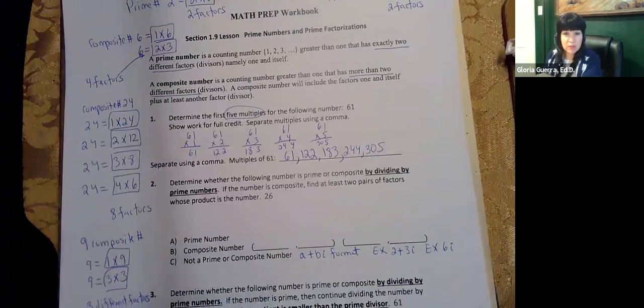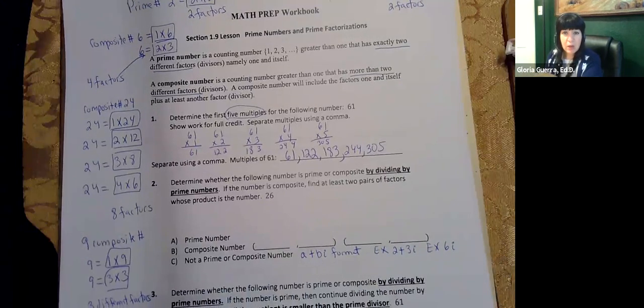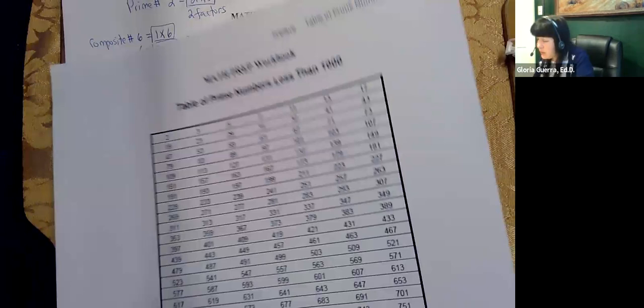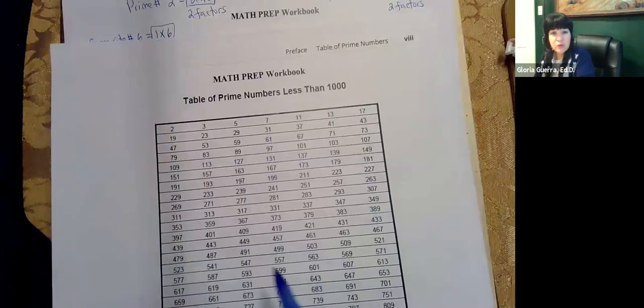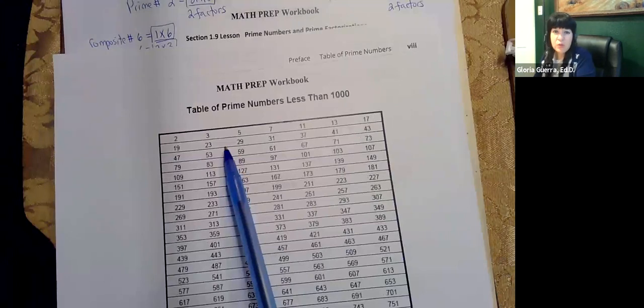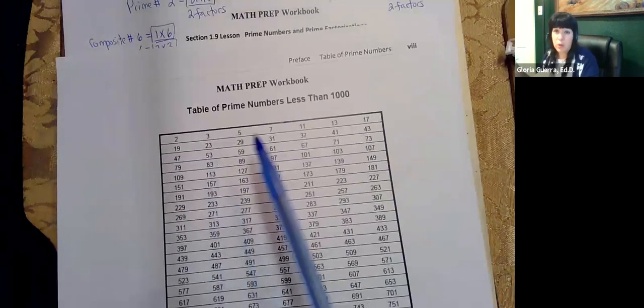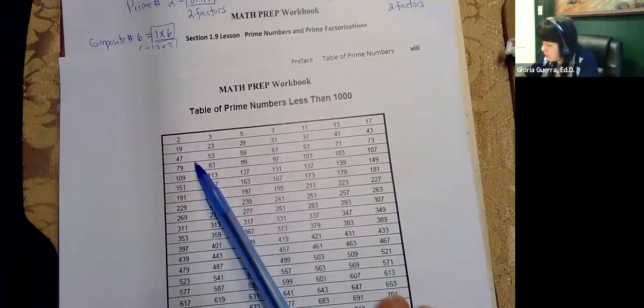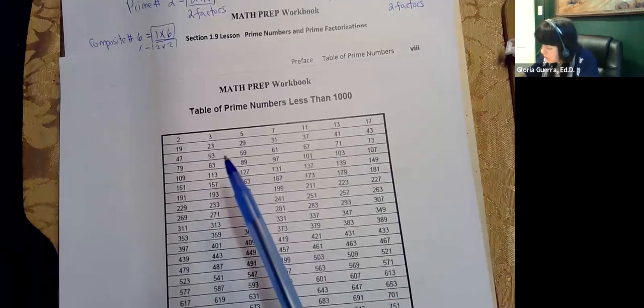Okay, so is it prime or composite? Right away you can use this sheet as a tool to help you. You look to see if 26 is on this sheet. It's not on the sheet. It jumps from 23 to 29. There's no 26 on here. So these are the prime numbers, and you know 26 is not prime. It's got to be composite.